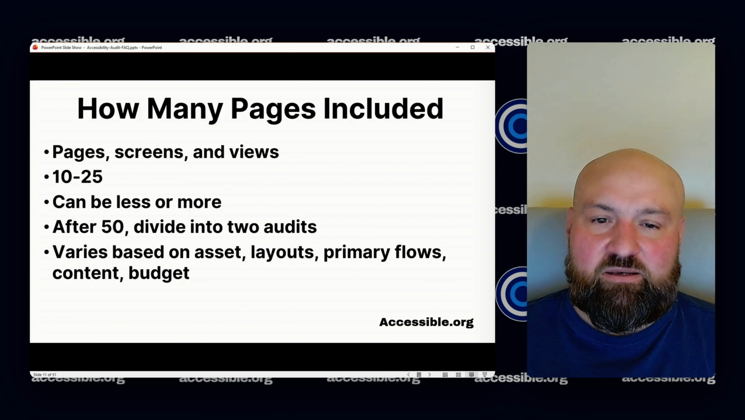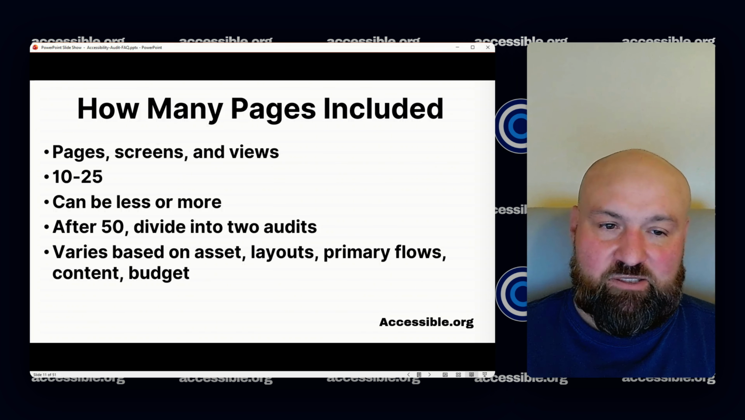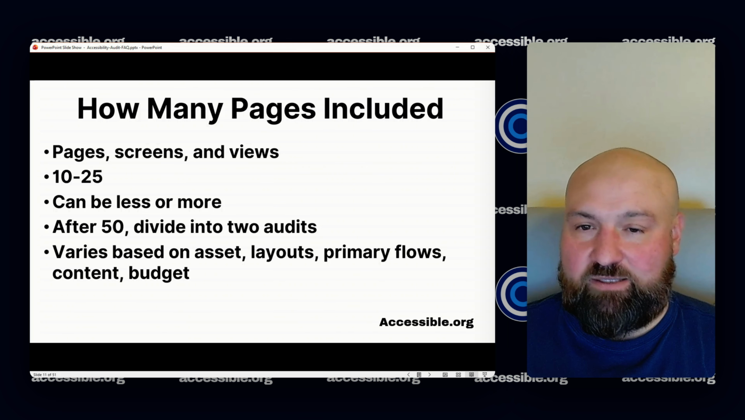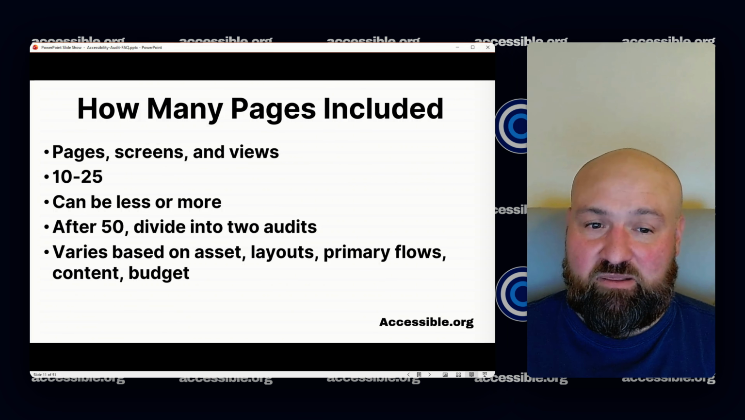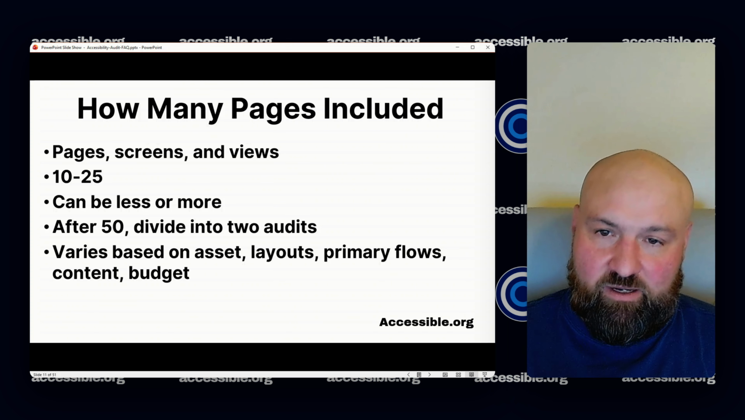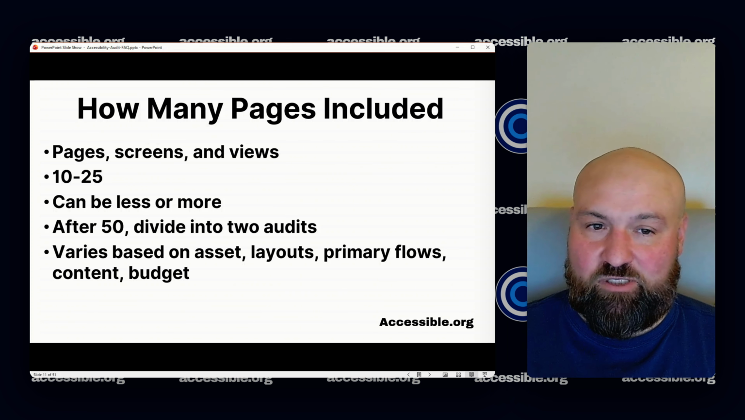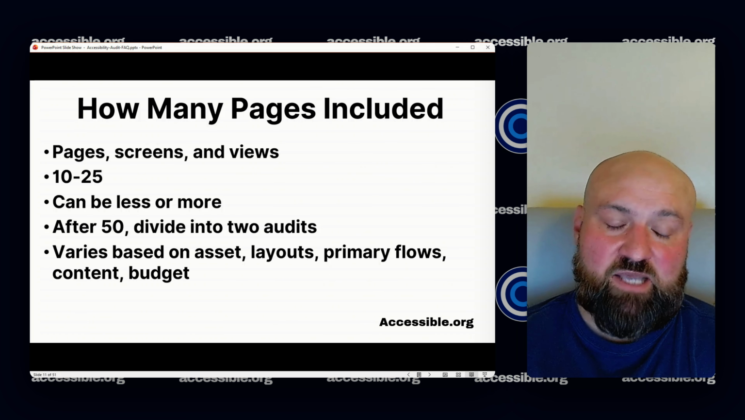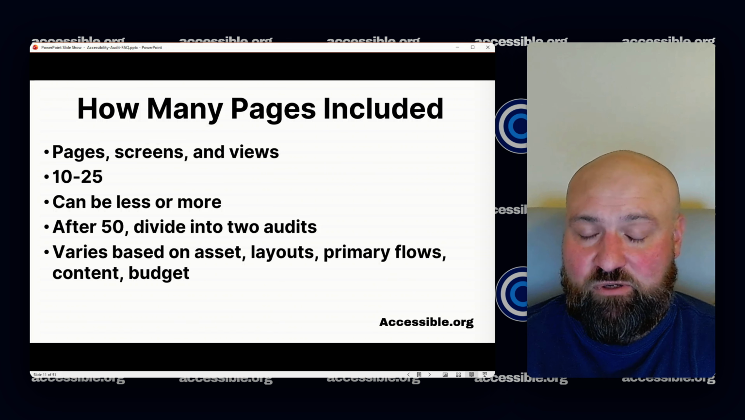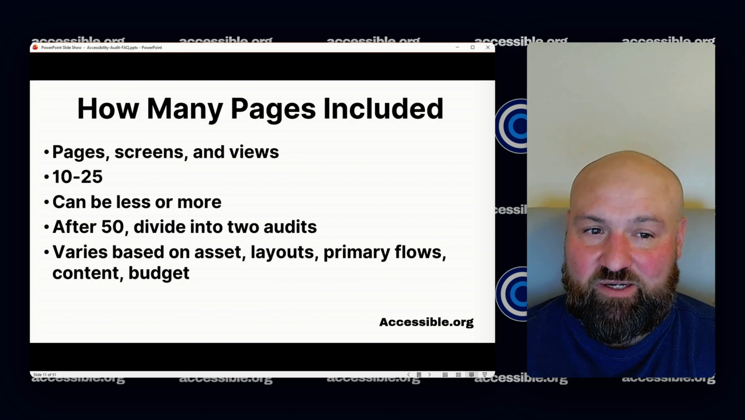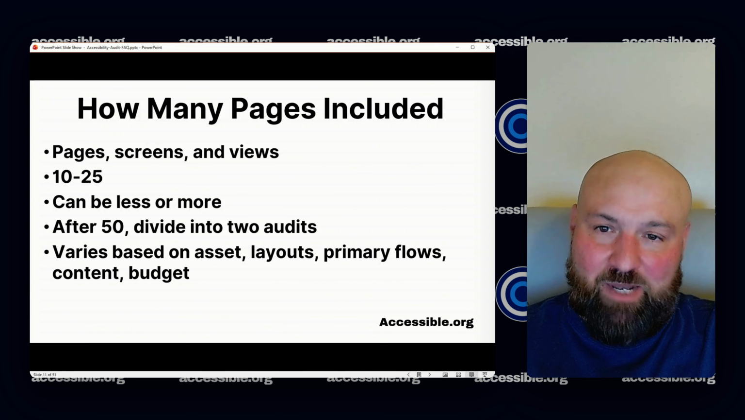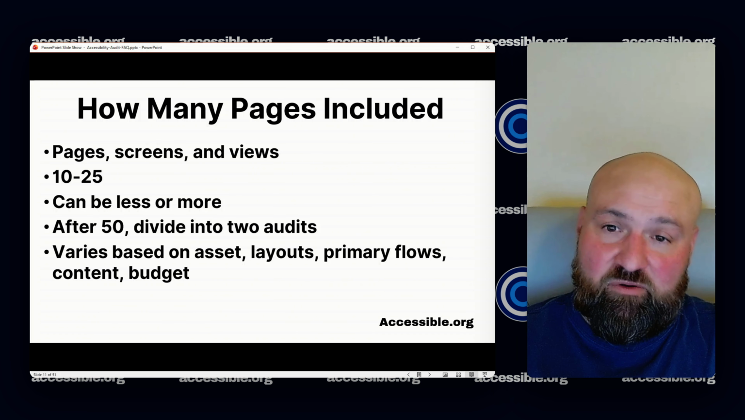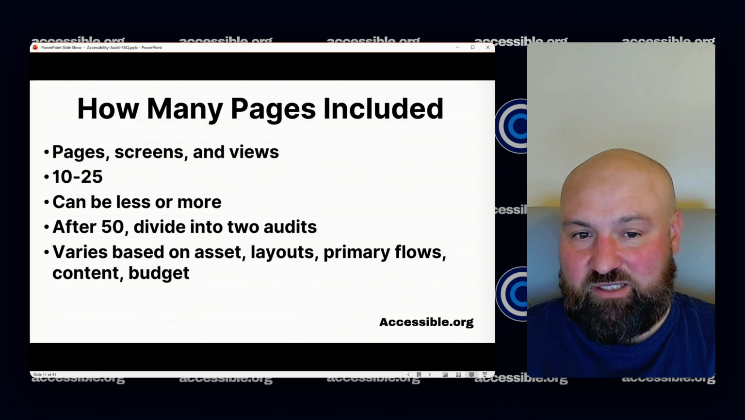And so the scope here is going to vary based on the digital asset, the layouts, the primary flows, the content, and the budget. So if you have less of a budget, then just go ahead and opt for fewer pages and or screens and focus in on those that are the most important. So those that are going to be primary user flows, those that your users use the most often, those that are most trafficked. Focus on those first, and then you can come back later within another audit where you're looking at other pages and or screens.